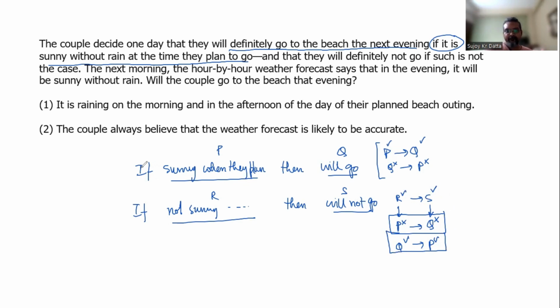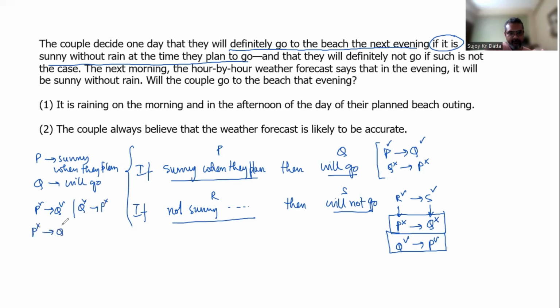So that means from here, if I assume that P is sunny when they plan and Q is will go, what we have been given is: P is true, then Q is true; Q is false, then P is false; P is false, then Q is false; and Q is true, then P is true.